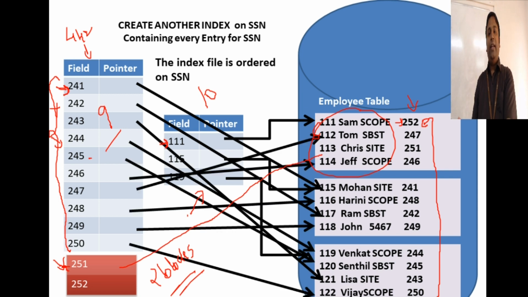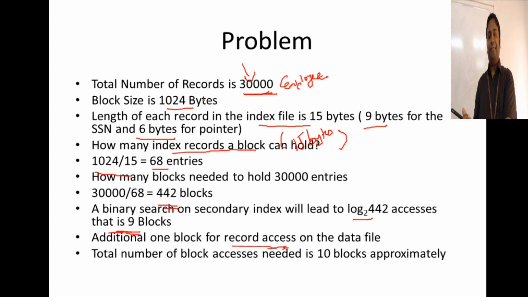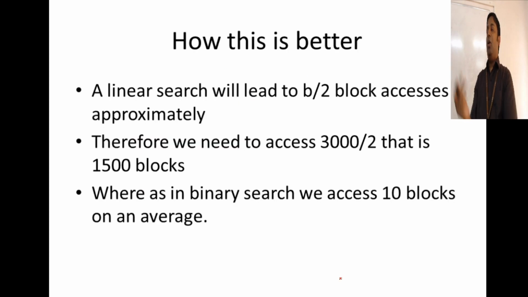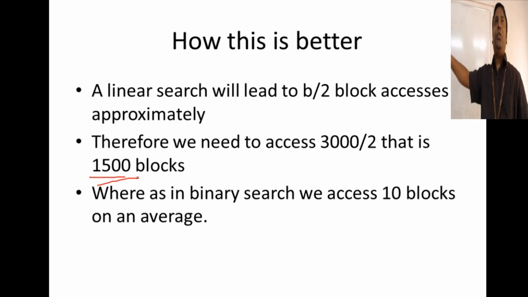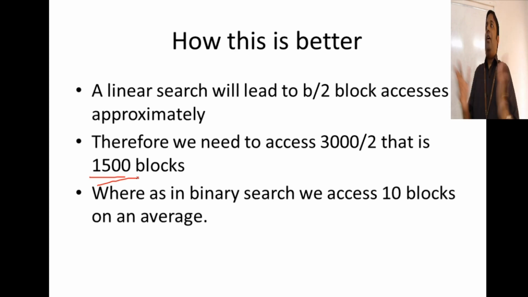So by using binary search on a secondary index, how many blocks have you come out with? 10 blocks. If I don't have a secondary index, what should I do? I should go with a linear search. In a linear search, how many blocks should I access? See how the performance improves here. Instead of accessing 1500 blocks, by creating an index, I reduce it to 10 blocks. So if you run some queries without creating an index, it will be running for 1 hour, 2 hours or 3 hours because it's going to do a linear search on 2 million or 3 million records of data that is several gigabytes in length.